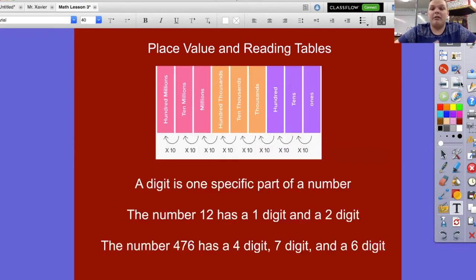One vocab word that we're going to use a lot this year that you need to know is a digit. A digit is one specific part of a number. For instance, the number 12 has a 1 digit and it has a 2 digit. Those are called digits, each individual little number in the thing. The number 476, like it says down here, has a 4 digit, a 7 digit, and a 6 digit. So a digit is each individual little part of the number.